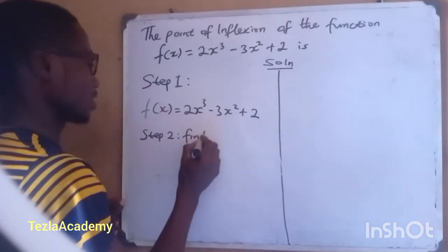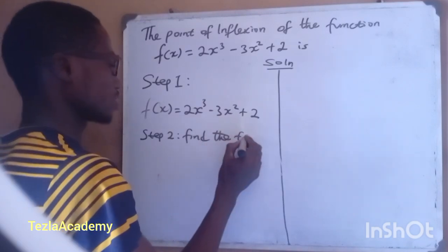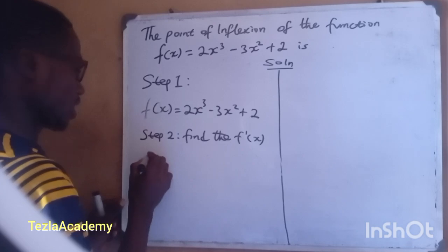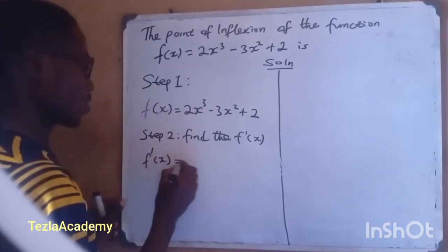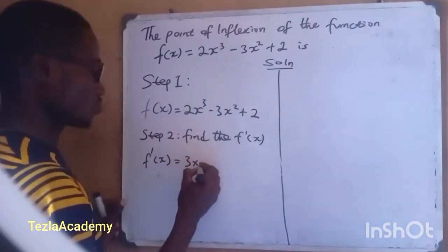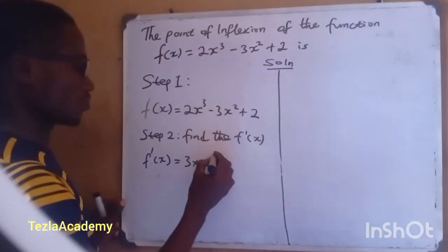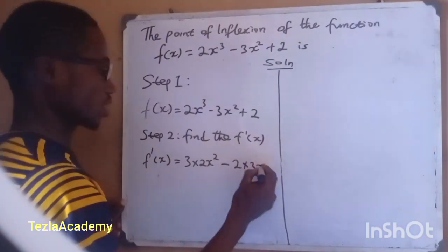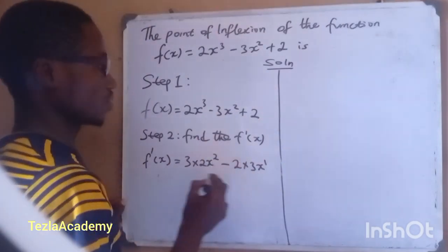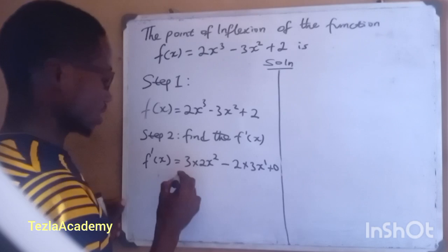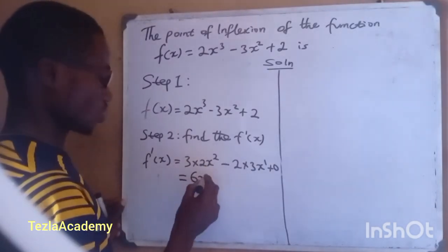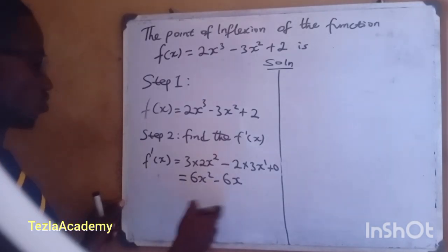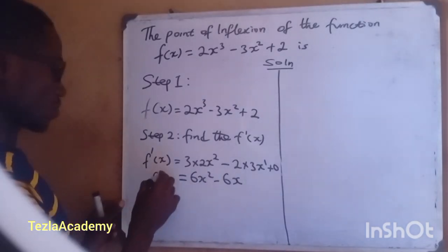Find the first derivative, that's f prime of x. So f prime of x equals 3 comes to the front, 3 times 2x, remove 1 from the 3, we have 2, minus 2 comes to the front in this one, times 3x, remove 1 from 2, you have 1, then plus 0 for the constant. This equals 3 times 2 is what? 6x squared minus 6x. So we'll solve this equation. That's the next step now.